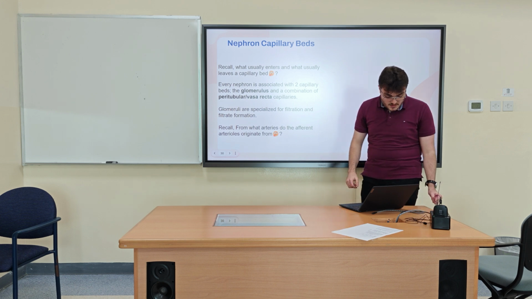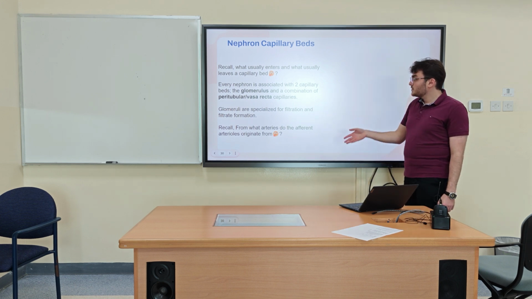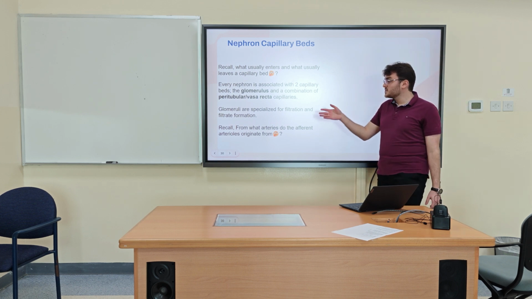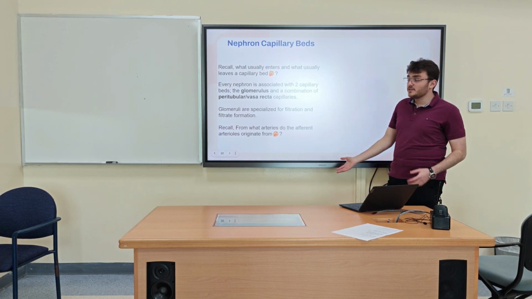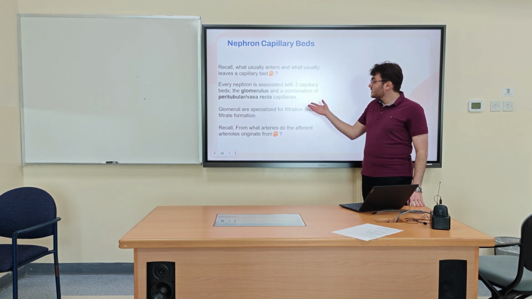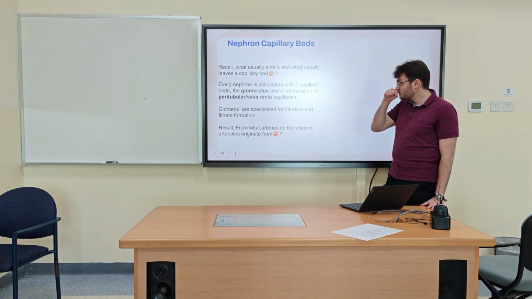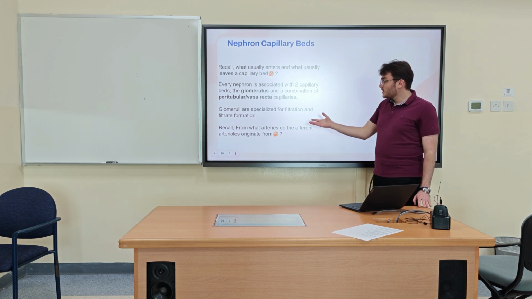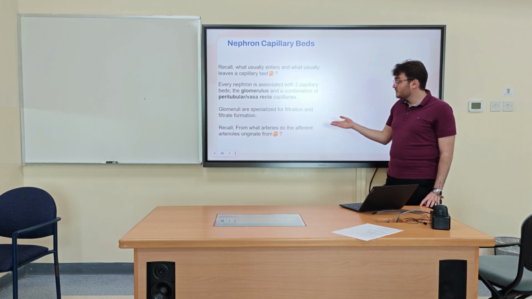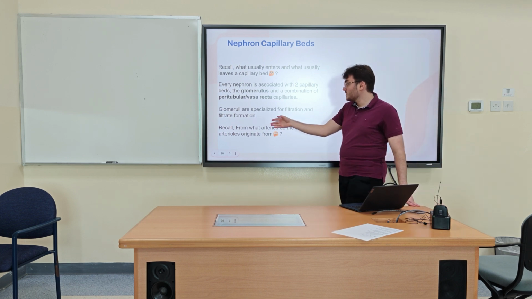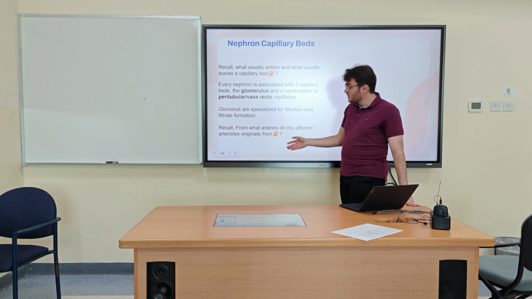Okay, so every nephron is associated with 2 capillary beds. The glomerulus, the one special one that has 2 arterioles, one afferent and one efferent, and a combination of peritubular and vasa recta capillaries. Okay. The glomeruli are specialized for filtration and filtrate formation. So filtrate formation occurs in the glomeruli or glomerular capsule.